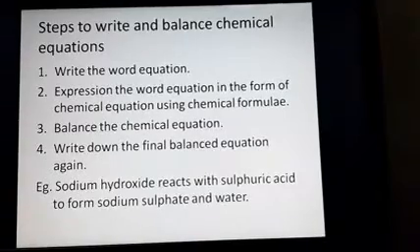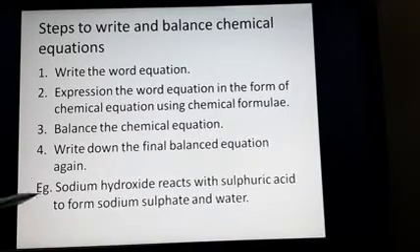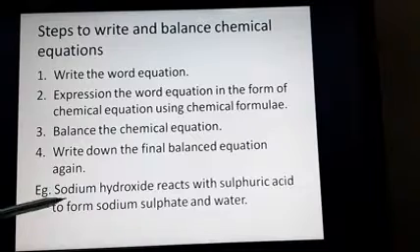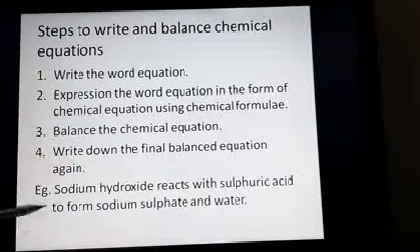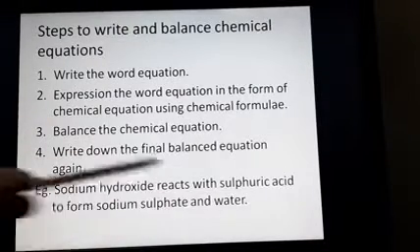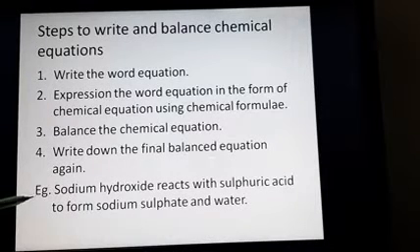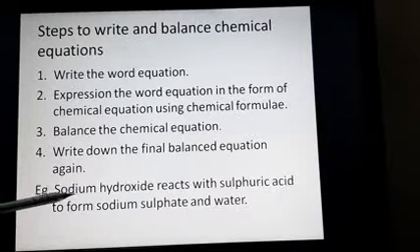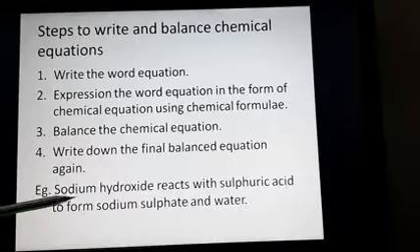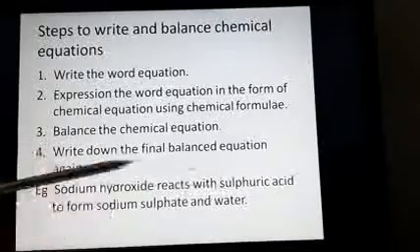So today we'll continue. The last thing we saw was the word equation: sodium hydroxide reacts with sulfuric acid to form sodium sulfate and water. Now we are going to see how to write this and make a proper balanced chemical equation. So the first thing we need to know is that the reactants here are sodium hydroxide and sulfuric acid.